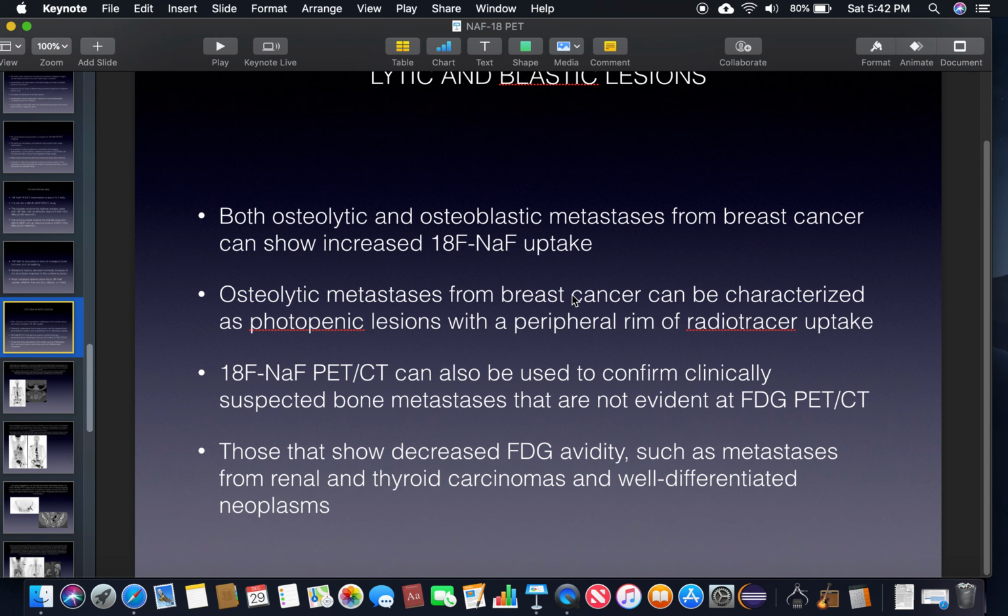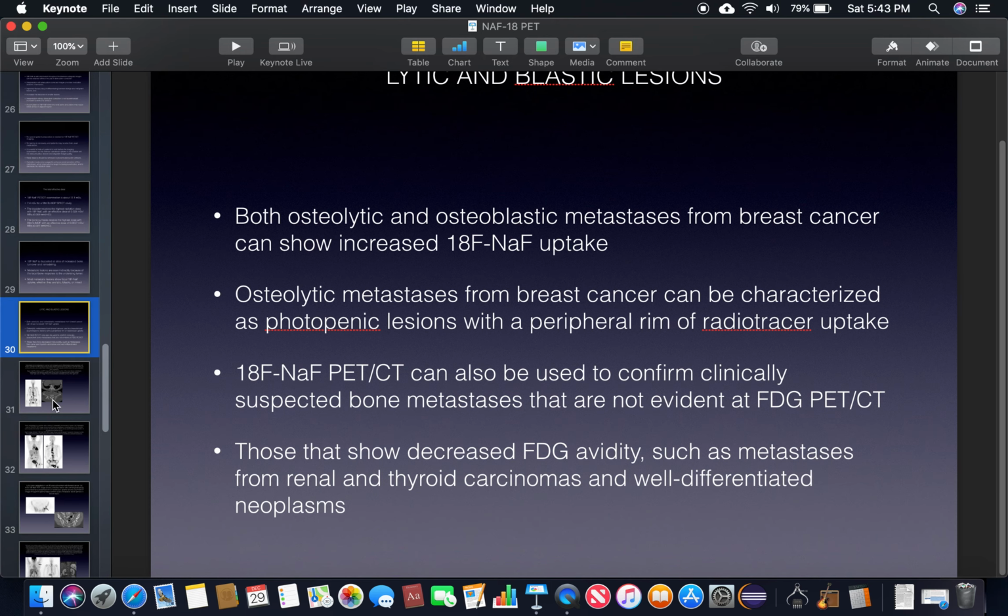I mentioned the same thing, and in case of osteolytic mets from breast cancer, you may see photopenic lesions with a peripheral rim of increased uptake. So sodium fluoride can be used to detect bone mets that are not evident on FDG PET, and those that show decreased FDG avidity, such as mets from renal and thyroid carcinoma and well differentiated neoplasm. So, this is an advantage that you may not see some of these lesions on an FDG PET, but you will see that on sodium fluoride.